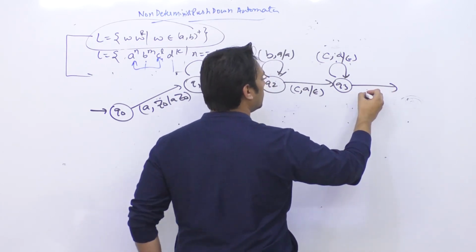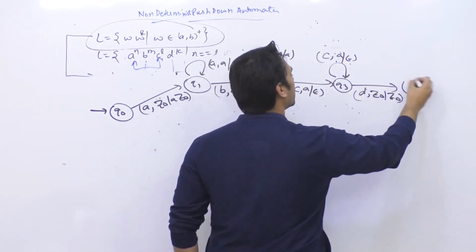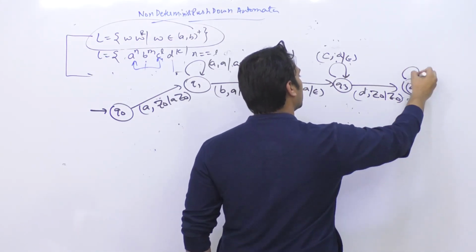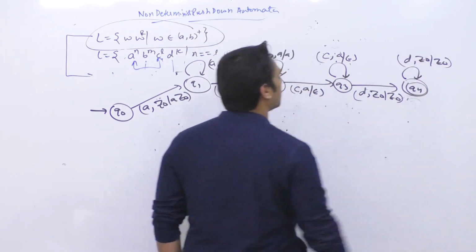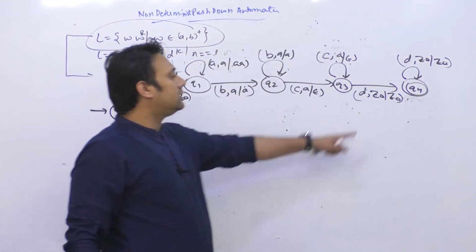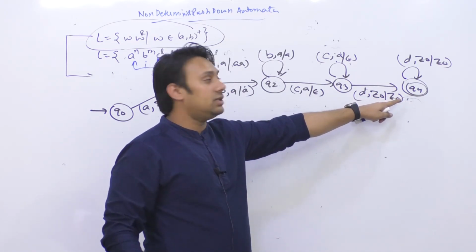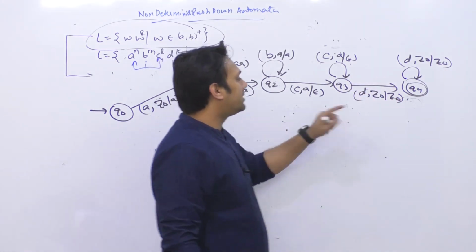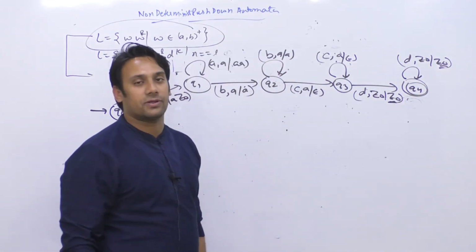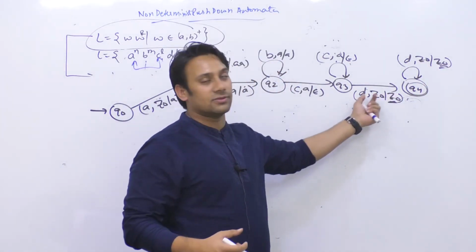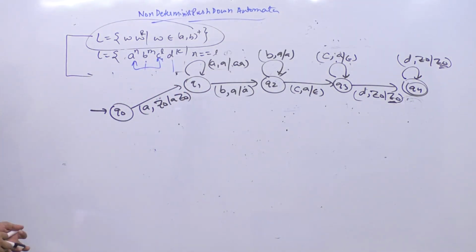Then as soon as you get a D, the stack will be having Z0, leave it as Z0, and you are going to accept it. So here you can have any number of D, the stack is having Z0, leave it as Z0, and accept it. Here the stack is still empty. It is acceptance by empty stack, because when you are accepting, the stack is empty, you are not inserting D here.